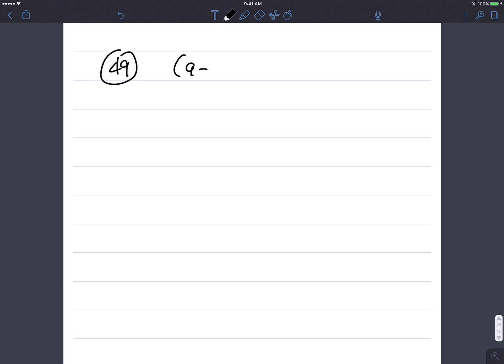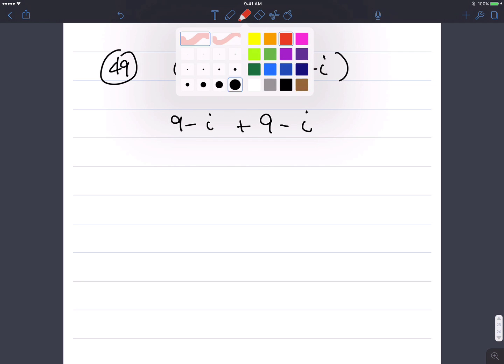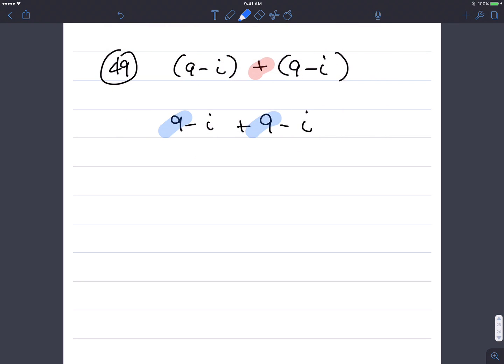49. 9 minus I plus 9 minus I. Again, addition. Your parentheses fall away. So we have 9 minus I plus 9 minus I. 9 plus 9 will give us 18. Minus I minus another I is negative 2I. So we get 18 minus 2I. If I owe an apple and I owe another apple, I end up owing 2 apples.